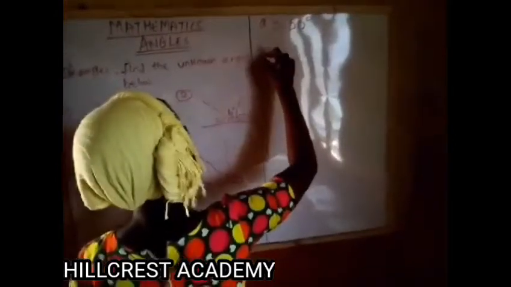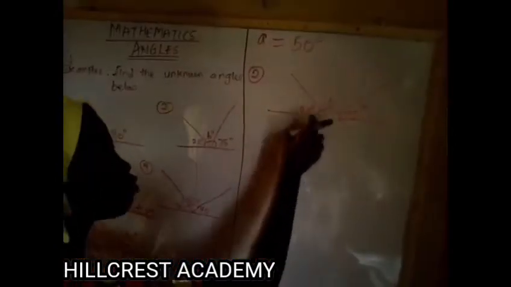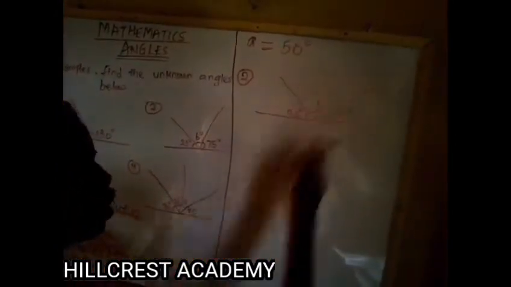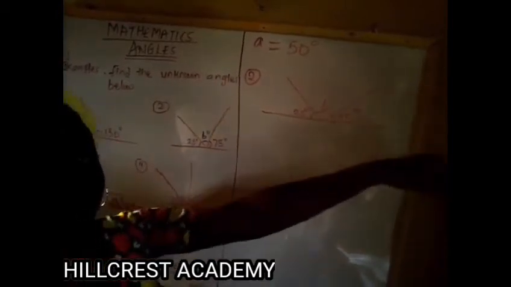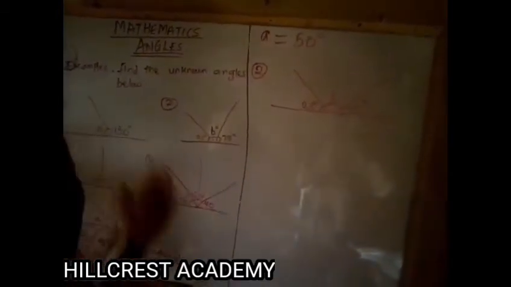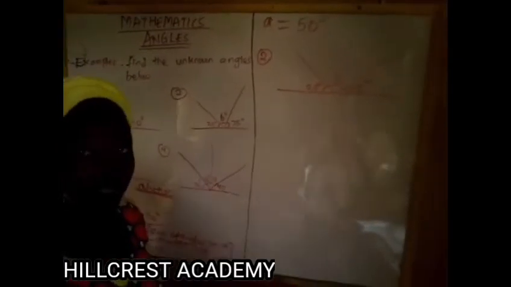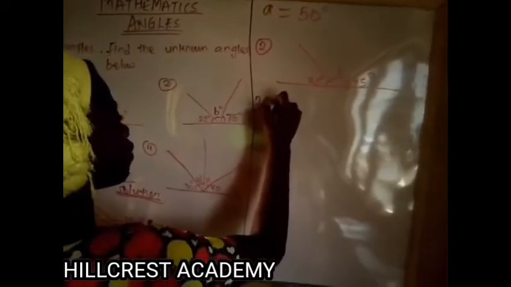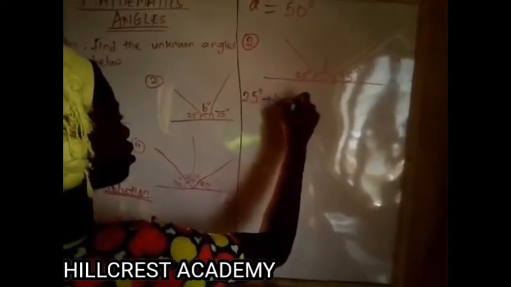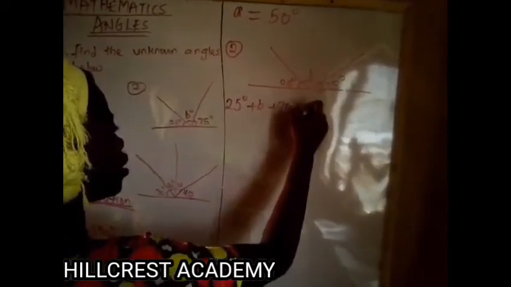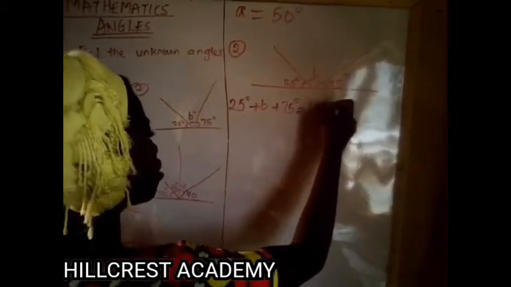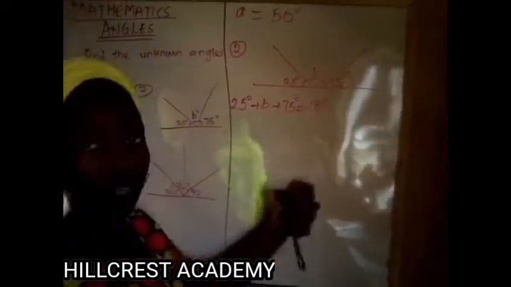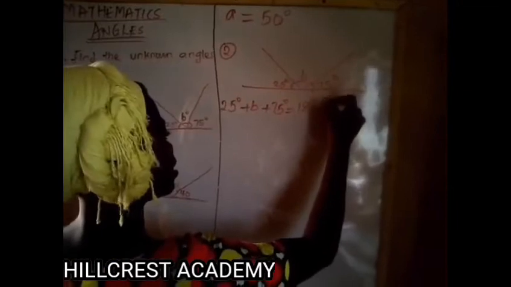In the second example, I have 25 degrees, B, and 75. These three angles lie on the same straight line, so we are still following the first principle that says the sum of angles on a straight line sums up to 180 degrees. That is, I will have 25 degrees plus B plus 75 degrees equals 180 degrees. Why is it equal to 180 degrees? You write the reason there.